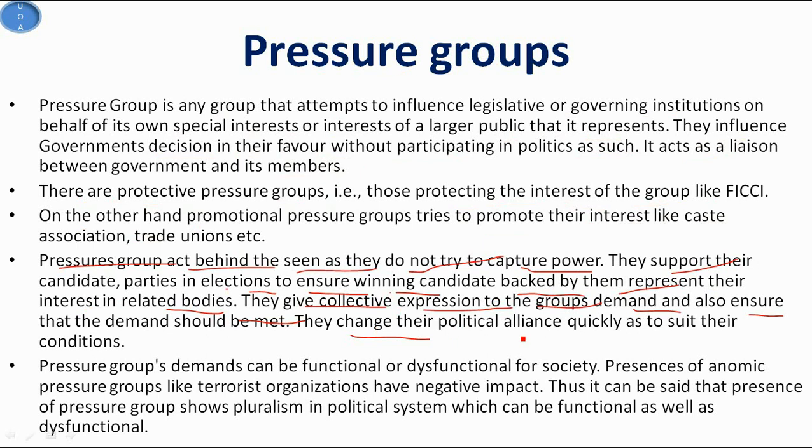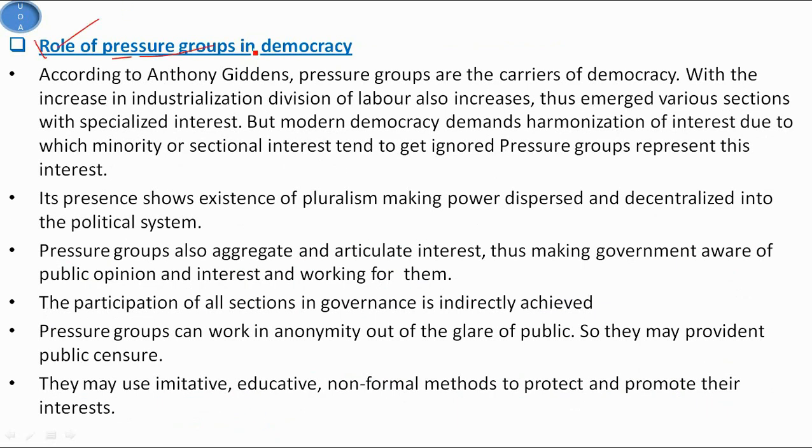So they change their political alliances quickly to suit their conditions. Pressure groups' demands can be functional or dysfunctional for society. The presence of anomic pressure groups like terrorist organizations has a negative impact. Thus, it can be said that the presence of pressure groups shows pluralism in the political system, which can be functional as well as dysfunctional. Now we see the role of pressure groups in democracy.